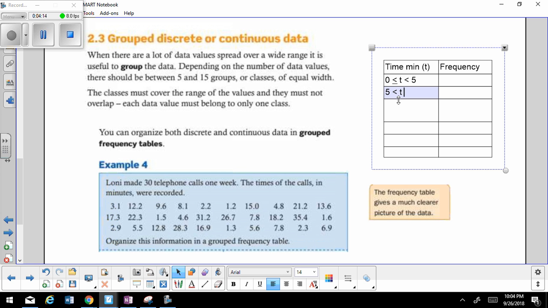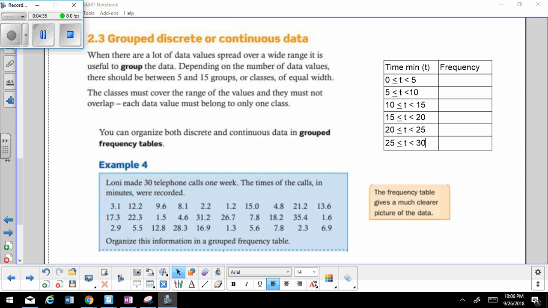Then we're going to look at everything up until 10 minutes. Again, because we are including 5 this time, that is my less than or equal to. I am not including 10 in this group. It's everything up to 10. I'm going to keep going all the way until 30, so feel free to finish yours.